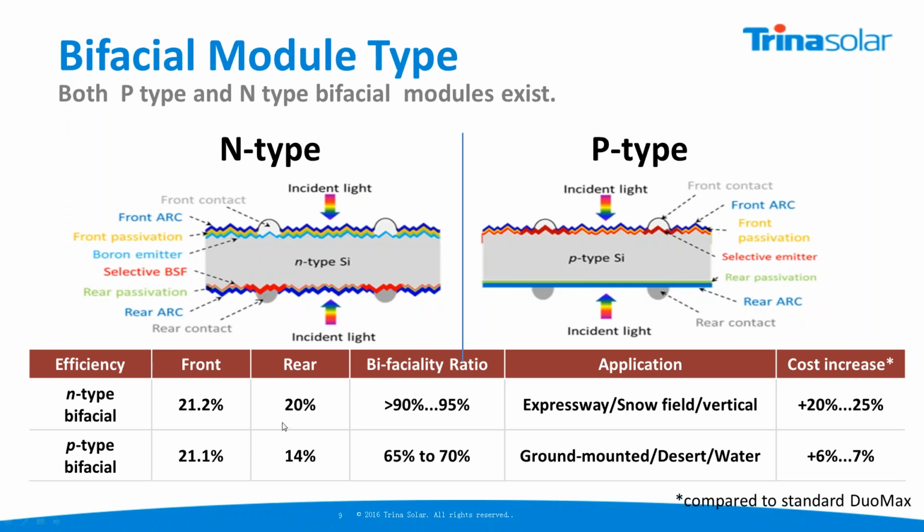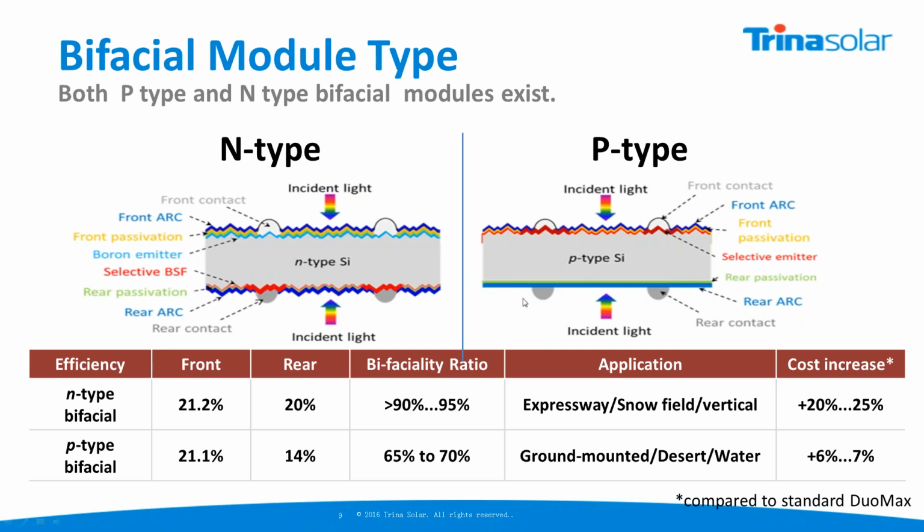However, you get extremely good rear efficiency, almost the same as the front efficiency. So if you do the ratio between the two, what's called the bifaciality ratio, you get a bifaciality ratio in the range of 90 to 95%. And this type of module is ideal for vertical installation or installation where you have a very highly reflective ground like snow fields. However, the P-type might not have the same type of efficiency, but it's much cheaper, only 6 or 7%.